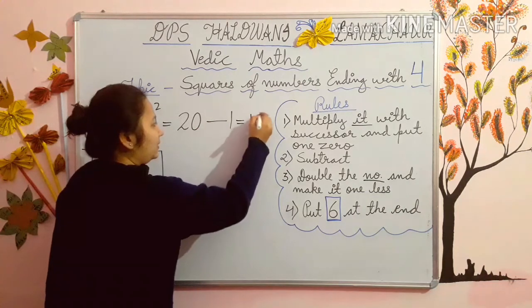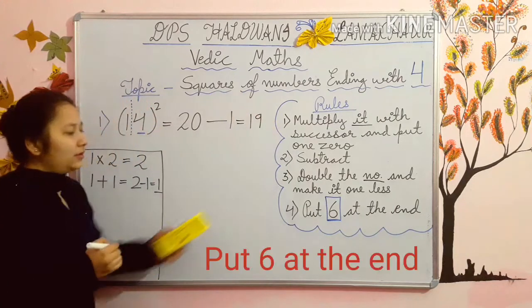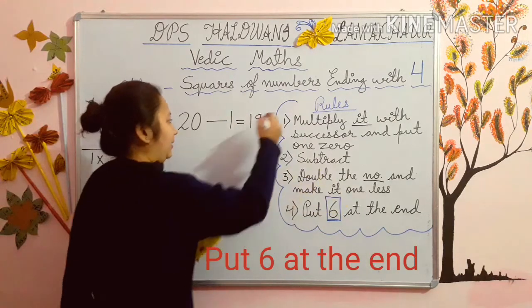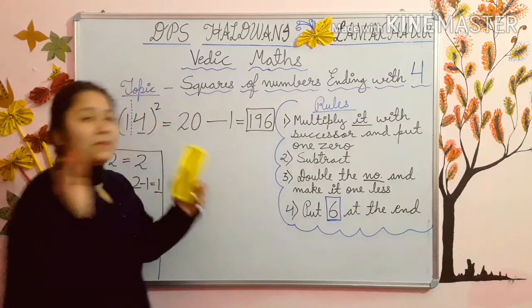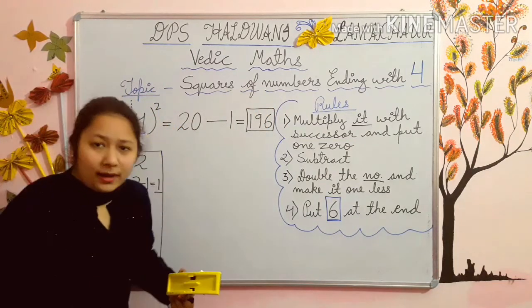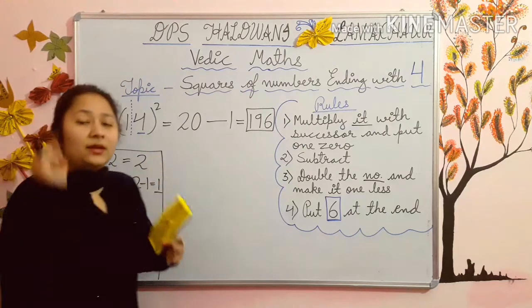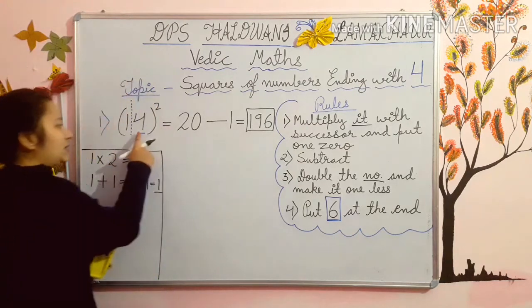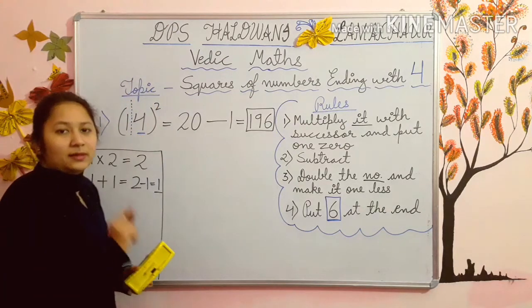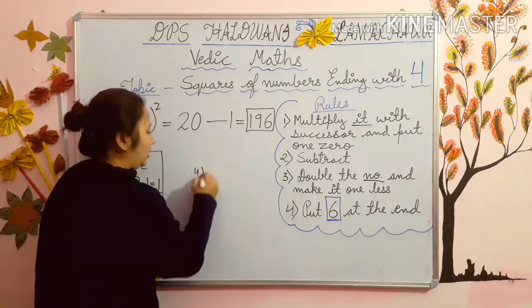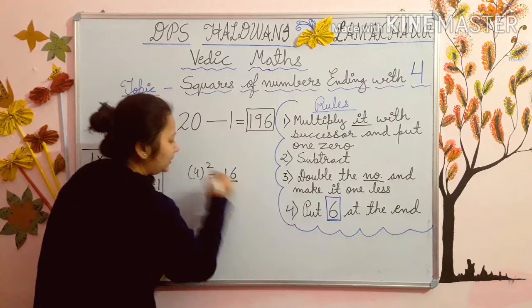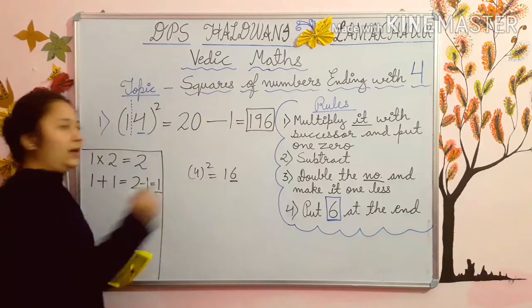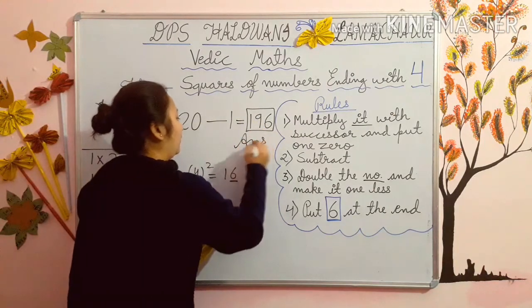20 minus 1 is 19. Now the last step is to put 6 at the end. Whatever is coming after subtraction, at the last you have to put 6 at the end. Now see why. Because the square of 4 is 16. So we will only take the 6 here. And this is your answer.